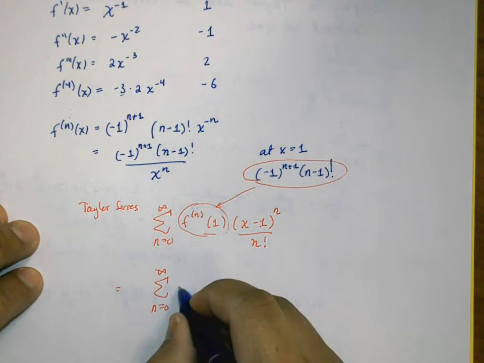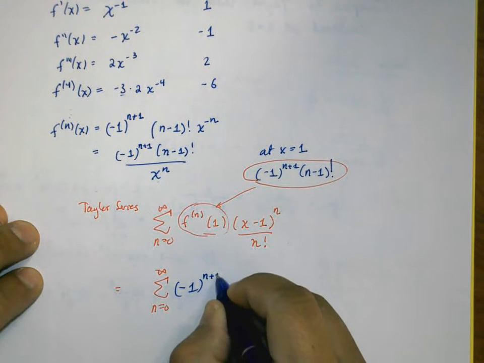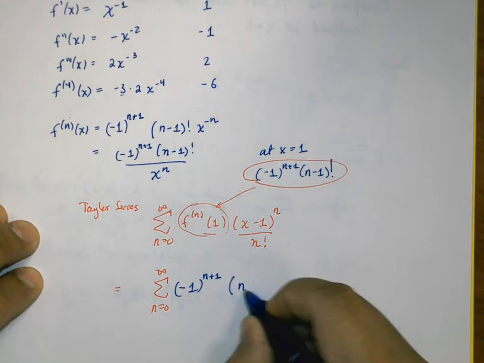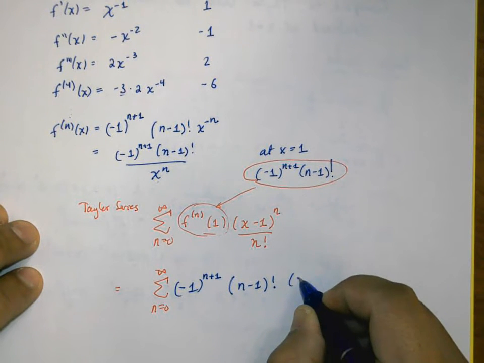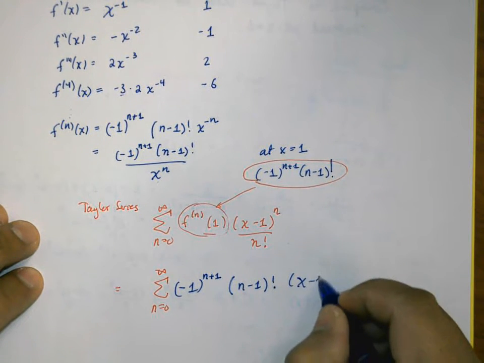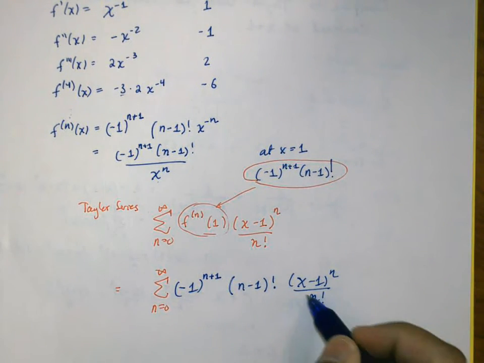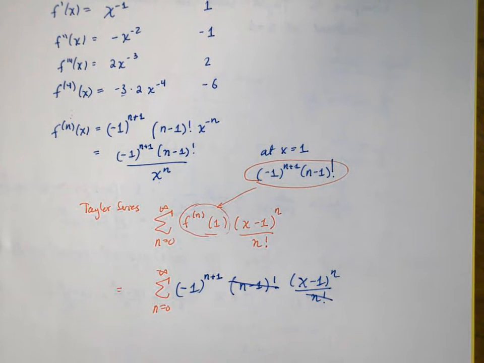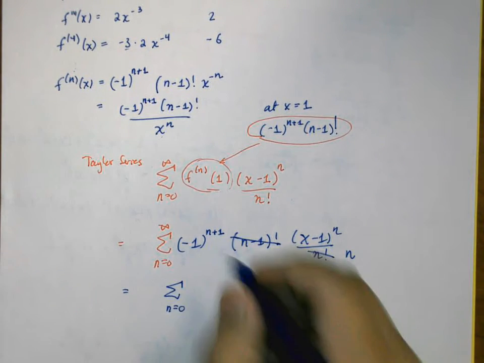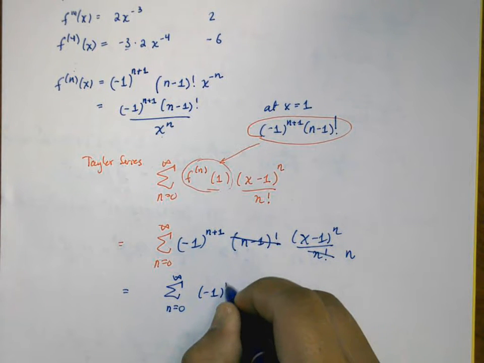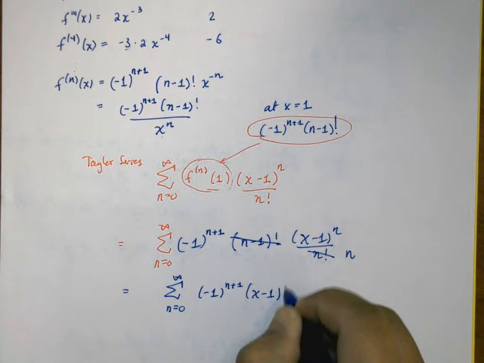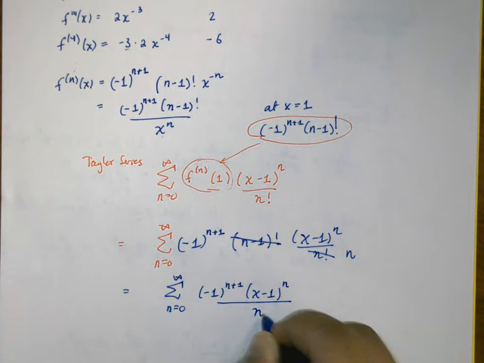So if we make that substitution, let's see what we have. We have negative 1 to the n plus 1 power times n minus 1 factorial times this part right here, x minus 1 to the nth all over n factorial. And there's some simplifying that can be done here. N minus 1 factorial and n factorial simply reduce to n in the denominator here. So this is equal to the sum from n equals 0 to infinity of negative 1 to the n plus 1 times x minus 1 to the nth all over n.